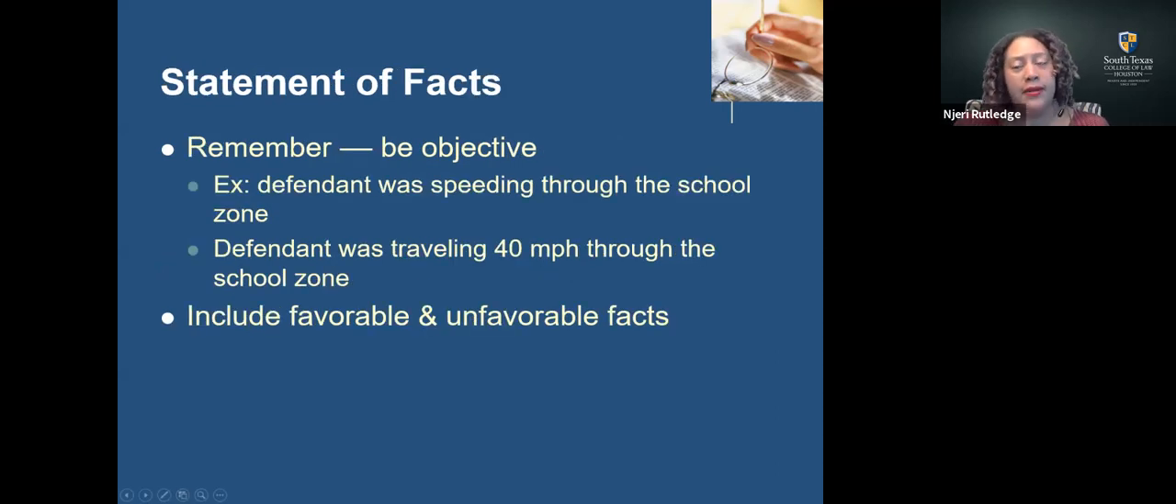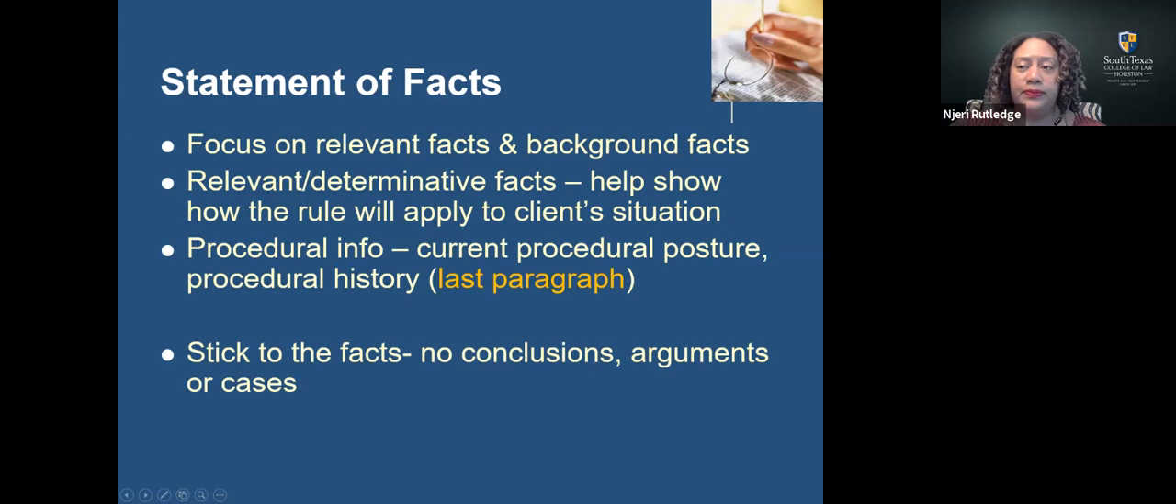Let's talk about the statement of facts. Your statement of facts for legal writing 1 should focus on being objective. You can and should include favorable and unfavorable facts. You don't have a pony in the race. You are just laying out the facts as they are, focusing on the facts that are legally significant. Example, defendant was speeding through the school zone. That's a conclusion. Instead, defendant was traveling 40 miles per hour through the school zone.